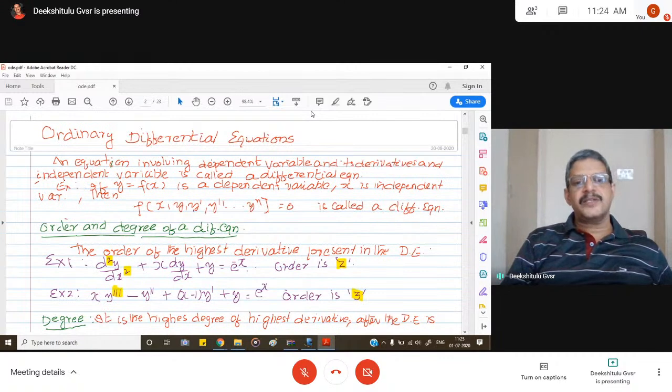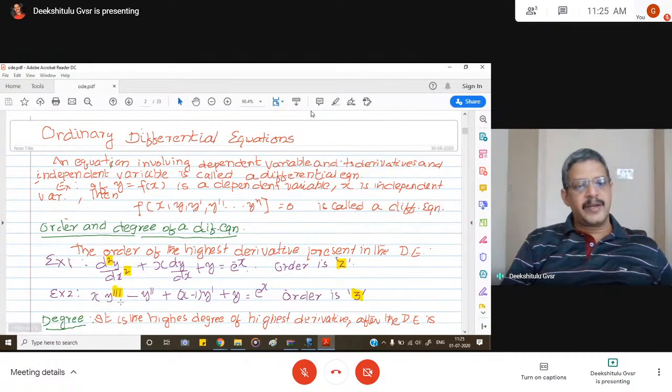That means a relation involving the dependent variable, independent variable and the higher order derivatives. So the higher order derivative that we see here is d square y by dx square. So the order is 2, because it is a second order derivative.